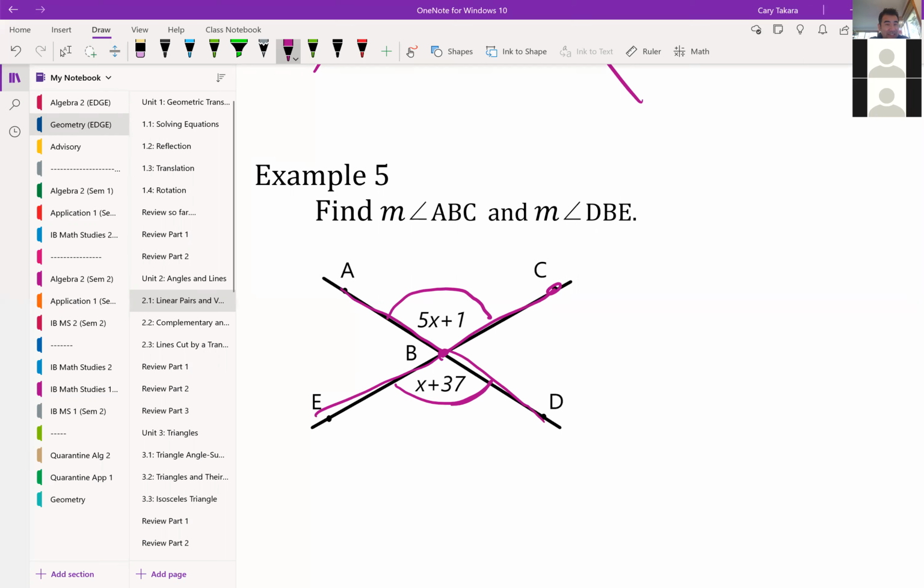What do you think? Aren't they equal to each other? If the top is 120 degrees, the bottom should be 120. They are equal to each other, right? So the equation will be exactly that. We are going to set them equal to each other. So 5x plus 1 is going to be equal to x plus 37 because they are vertical angles, and vertical angles are equal to each other.